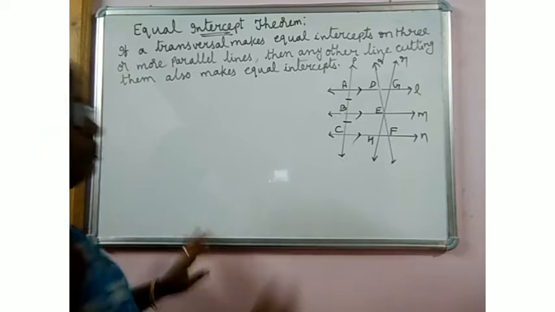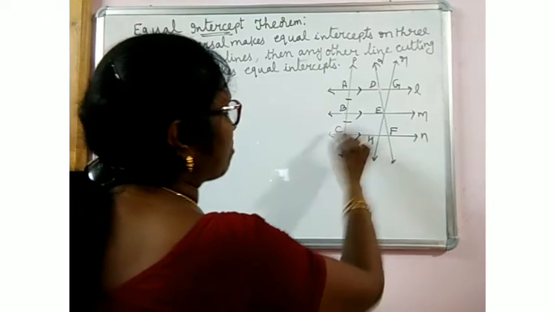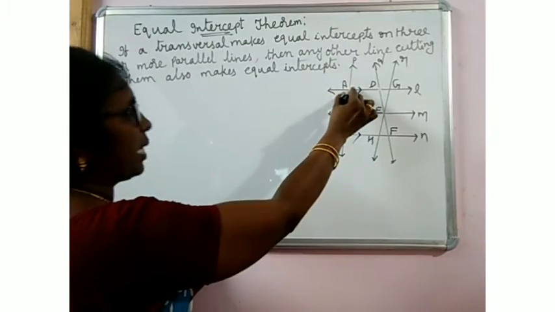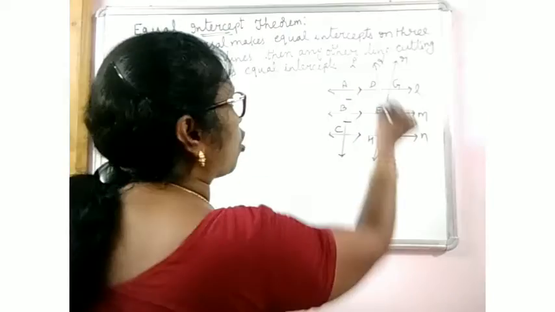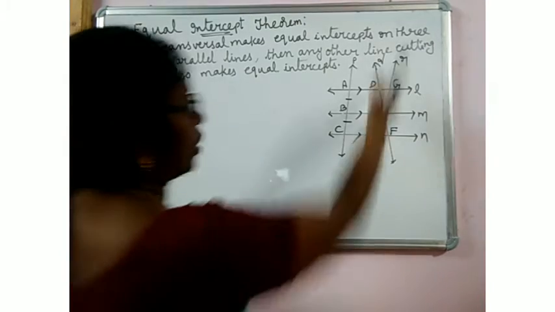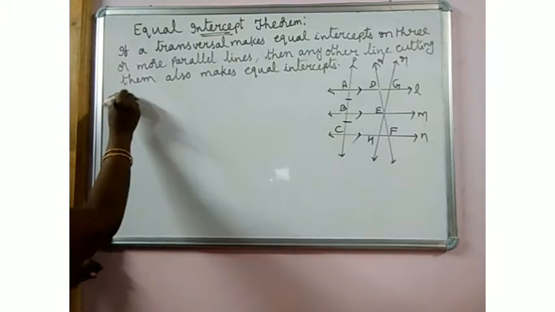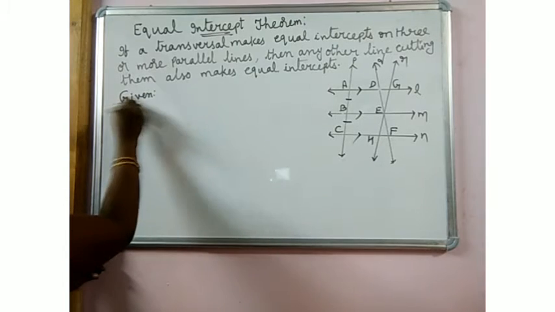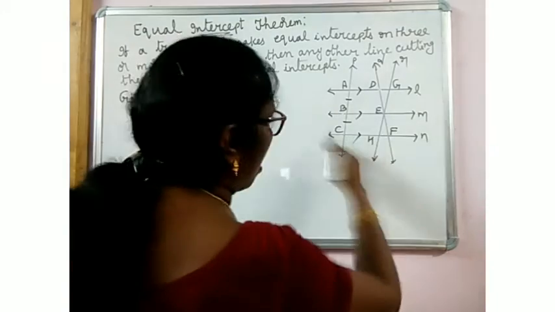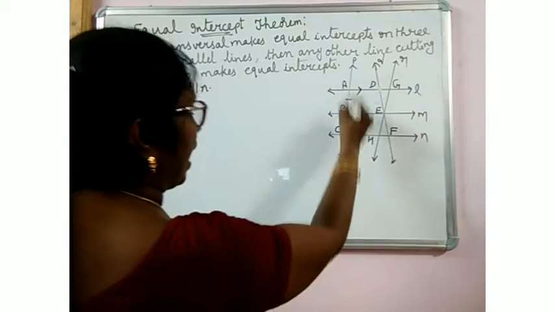We have to prove that DE is equal to EF, where line Q intersects L, M and N at D, E, F. If P is making equal intercepts, we have to prove that Q also makes equal intercepts. The construction I have already drawn, and I will explain it afterwards. In this theorem, what is given is L is parallel to M is parallel to N. These three are parallel. P is intersecting L, M, N at A, B, C.